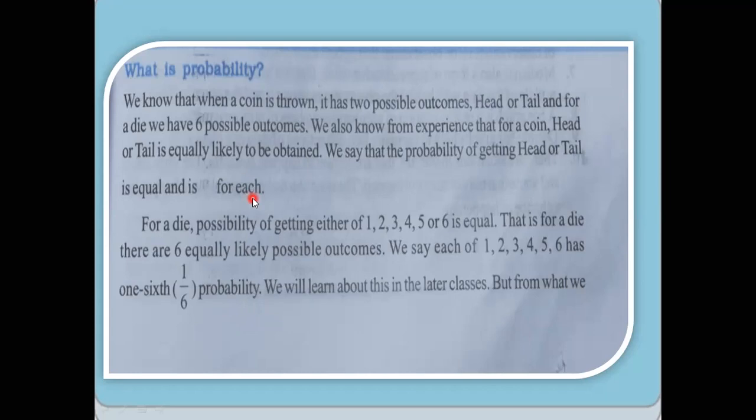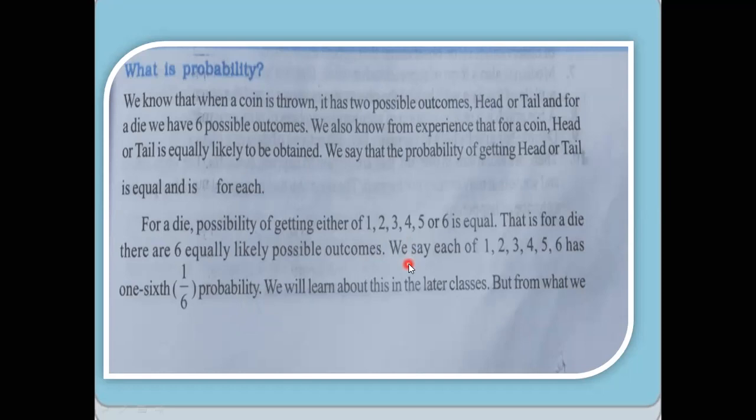So when you throw the toss, it may come head or it may come tail. We don't know which, but the coin is one, and there are 2 options, head or tail. Now for a dice, the probability of getting either of 1, 2, 3, 4, 5 or 6 is equal. You can observe that a dice has 6 numbers. So for a die, there are 6 equally likely possible outcomes. When you throw the dice, it may come 1, it may come 5, it may come 3 or it may come 4, like that up to 6 there are the options.